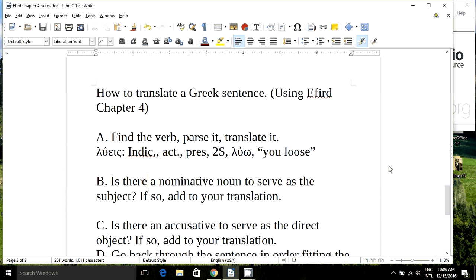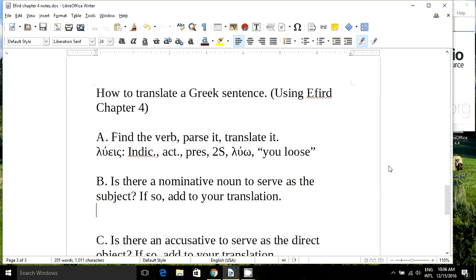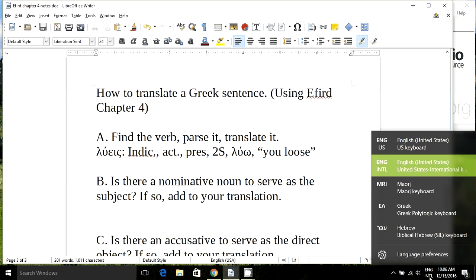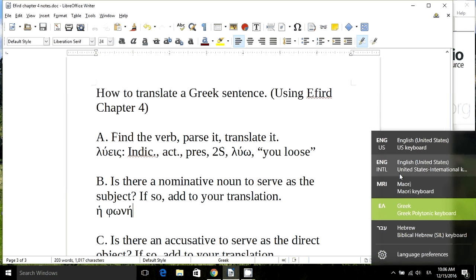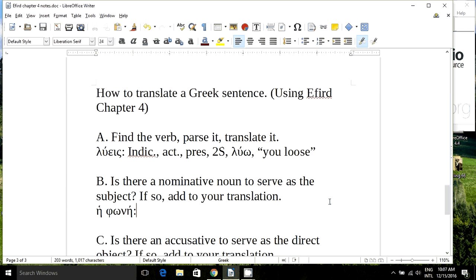Likewise, how will I know if I have a nominative noun? I'll know it by the endings that we just learned here in chapter 4. Let's just imagine that we did have a hē phōnē. It doesn't have to make sense. There was in fact a nominative, hē phōnē, and so I'm going to add that to my translation now, and I get the voice is loosing. Like I said, it doesn't have to make sense.